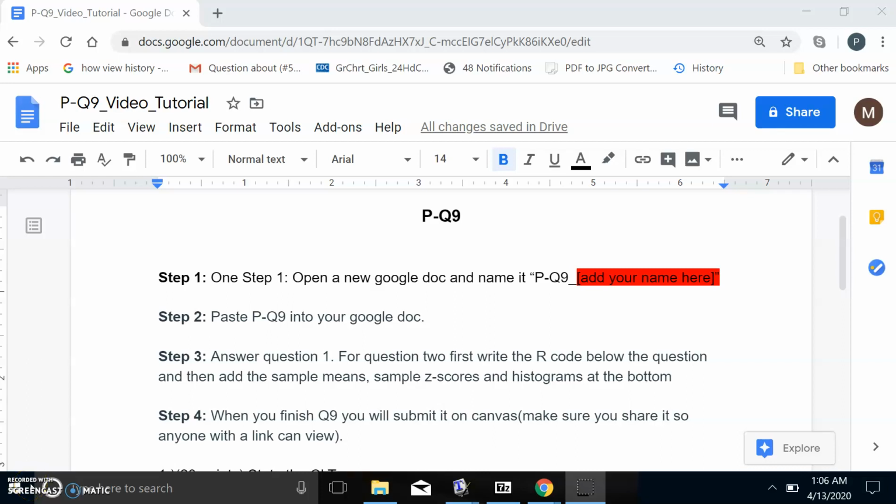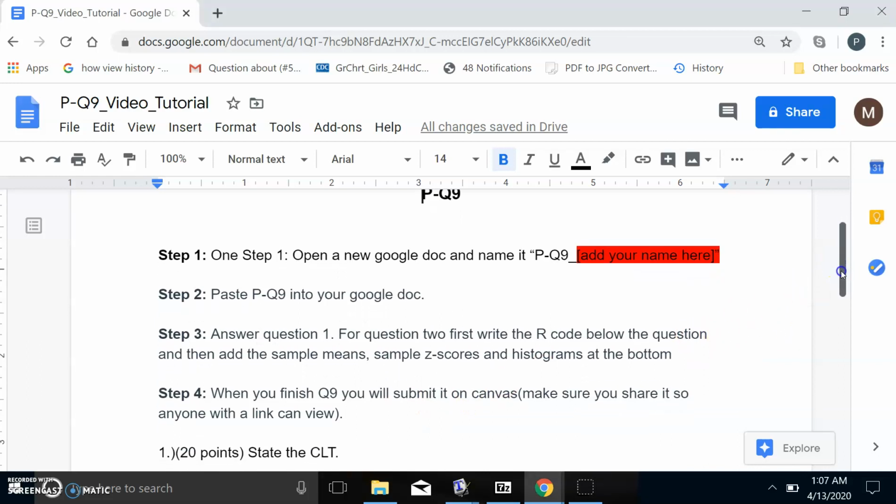Okay, so let's go over practice quiz 9. In quiz 9, you're going to submit it on a Google Doc. You'll have 4 steps like this. First, open a Google Doc and name it. On your quiz, it'll be quiz 9, then add your name. Then you'll paste the quiz into your Google Doc. Then you'll answer the questions. Then you'll submit it.